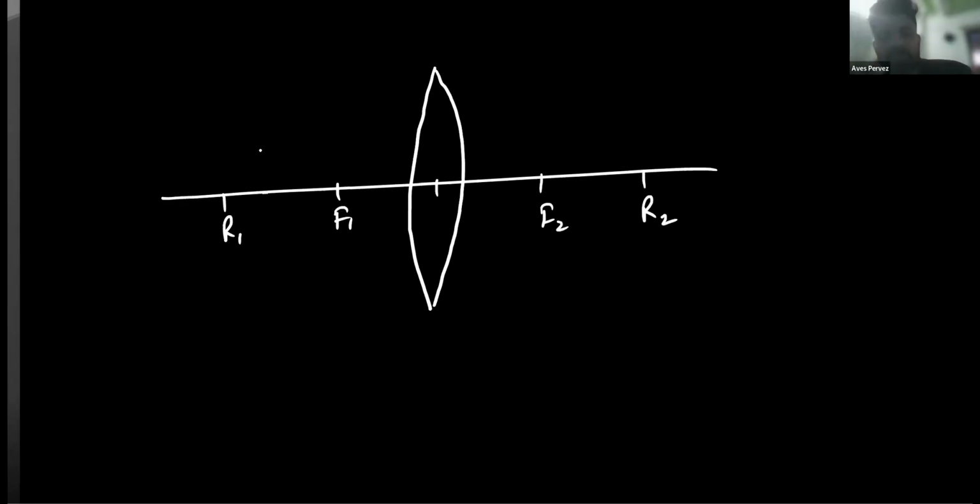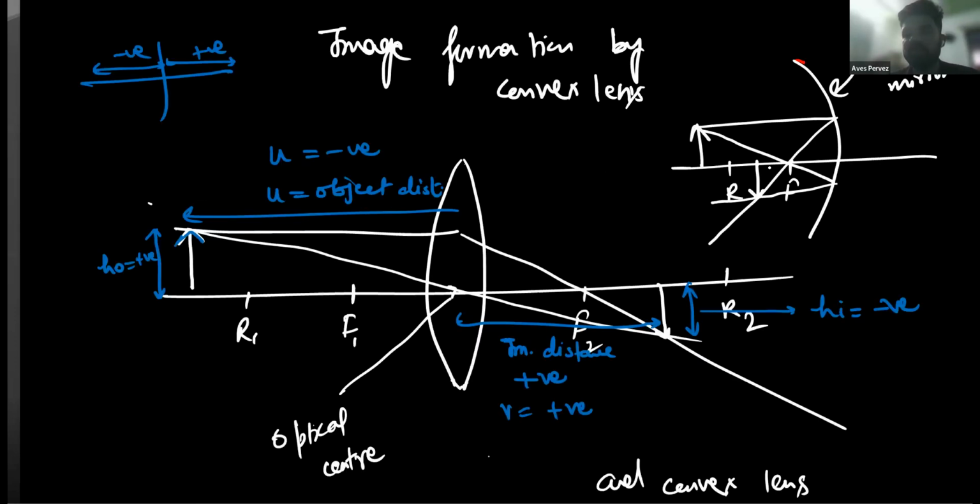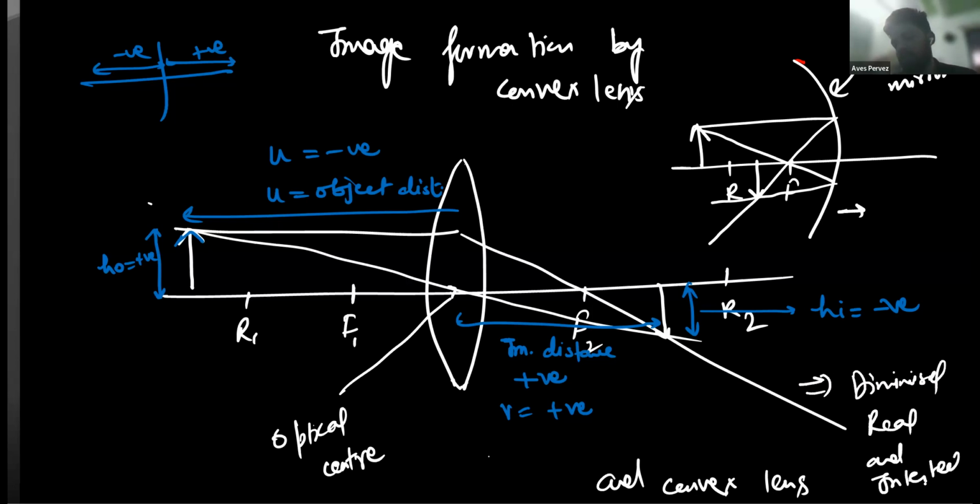So if I'm having an object placed here between R and F, in the previous case you know very well that if the object is placed beyond R, the image will be formed between R and F. The property was that it will be a diminished image. Here also a diminished image will be formed. The image will be diminished, real, and inverted. Will you keep it in mind?